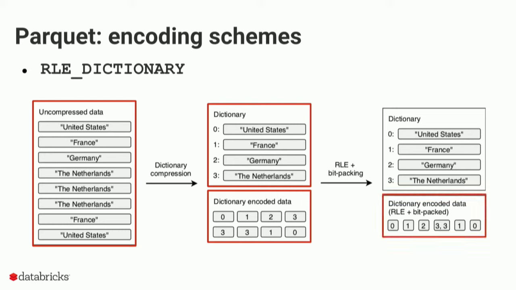What it does then is it implies run length encoding, which is a technique whereby instead of storing repeated values explicitly, you store the repeated value and the number of times it's repeated. So in this case, the Netherlands is repeated 3 times, and the dictionary code 3 is repeated 3 times. So instead of storing that explicitly and wasting space on the repeated values, you store the value that's repeated, 3, and the number of times it's repeated.